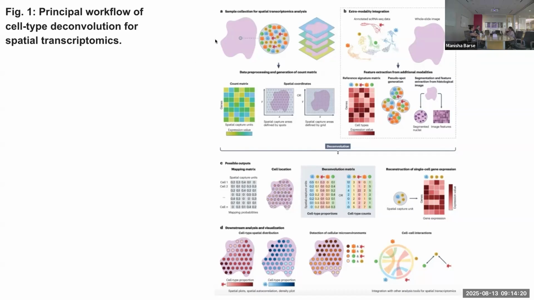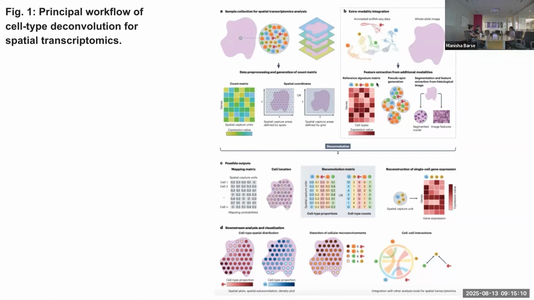In the very first inset, in the principal workflow, we collect the sample for spatial transcriptomics analysis, then do the data processing and generate the count matrices. We also annotate the different cell types in the single-cell RNA sequencing data, and then extract the features with different modalities. In this figure, I'm showing the genes and the cell types, and the reference signature matrix that they're looking at.